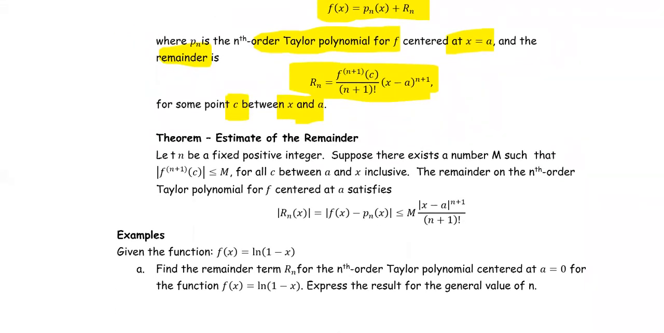Estimate of the remainder theorem. Let n be a fixed positive integer. Suppose there exists a number M such that the absolute value of the n plus 1 derivative of f at the point c is less than or equal to M for c between a and x inclusive. The remainder of the nth order Taylor polynomial for f centered at a satisfies this expression: the absolute value of Rn, which is the absolute value of f minus Pn of x, is less than or equal to M multiplied by the absolute value of x minus a to the power n plus 1, divided by n plus 1 factorial.